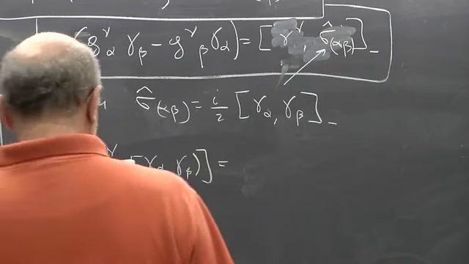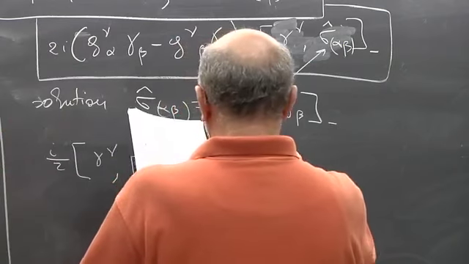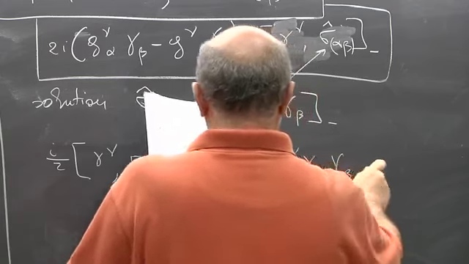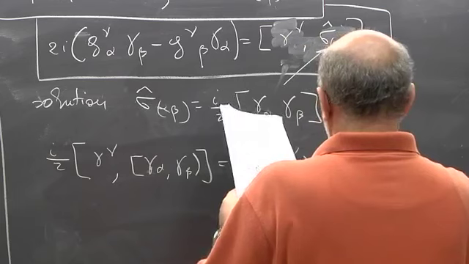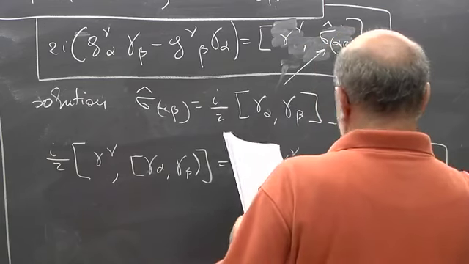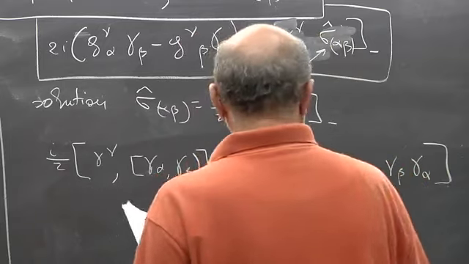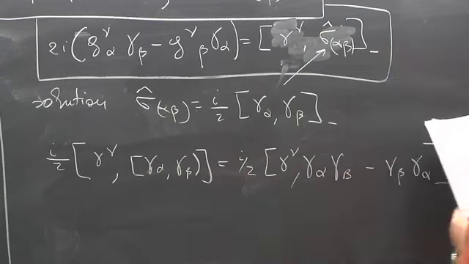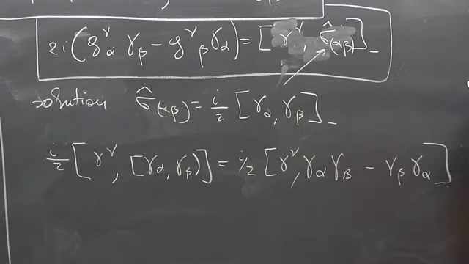Now let's work out this expression. I have i over 2 gamma_nu, gamma_alpha gamma_beta minus gamma_beta gamma_alpha. This is the commutator. Now I have to remember, of course, the well-known fact that the gamma_alpha, gamma_beta have the following anti-commutation rule.